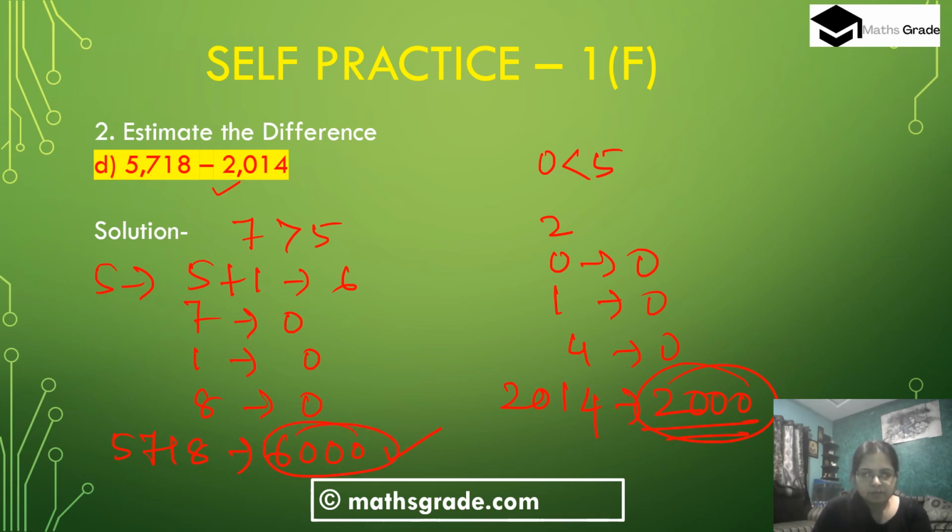Now subtract. 5718 rounded up to the nearest thousand is 6000. 6000 minus 2000, and 6000 minus 2000 is 4000. This is the answer. So estimating the difference, 5718 minus 2014 is 4000.